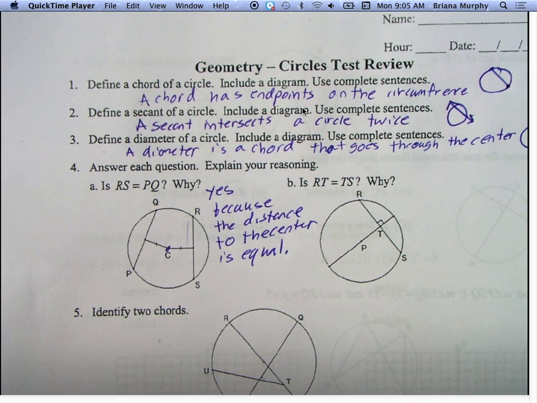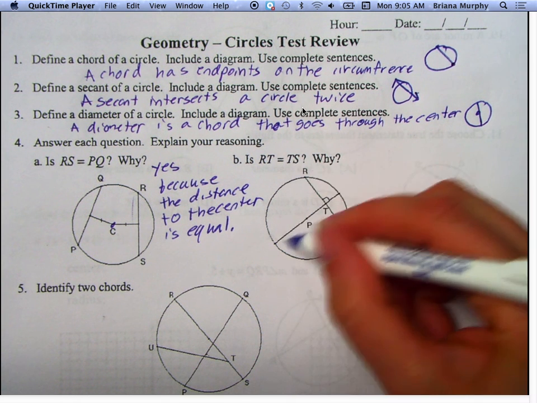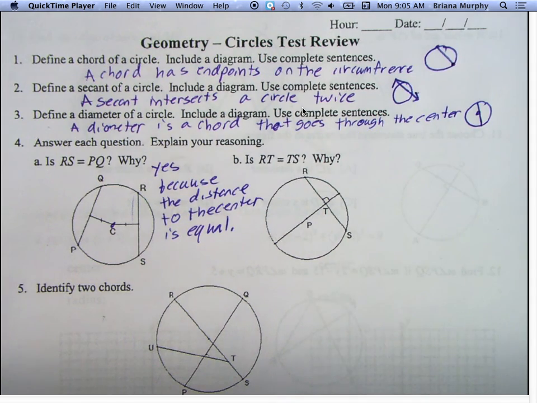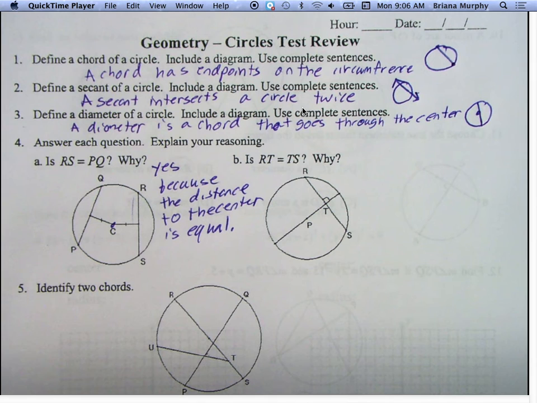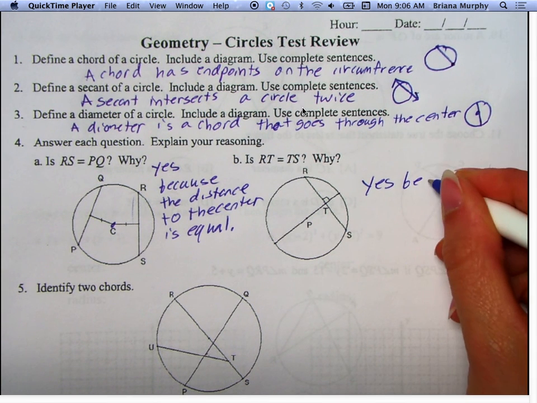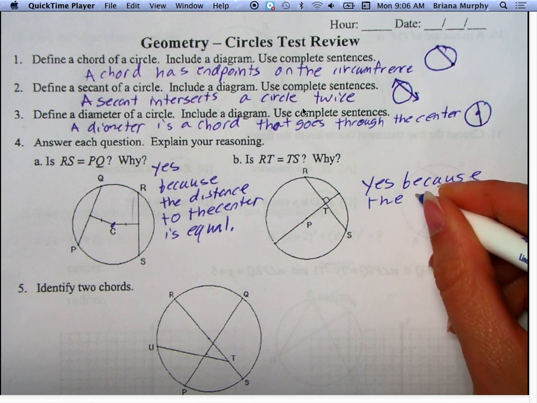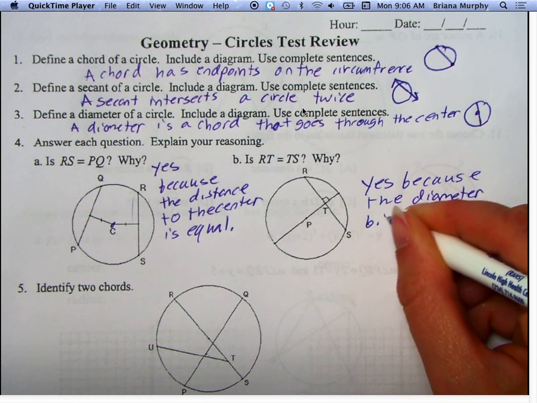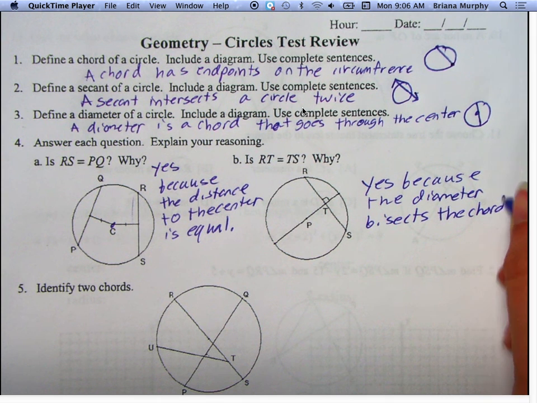Okay, part B. Is RT equal to TS? Again, if you look in the circle book, we have AB is equal to BC if they meet at 90 degrees. So yes, because the diameter bisects them at 90 degrees. Bisects the chord at 90 degrees.